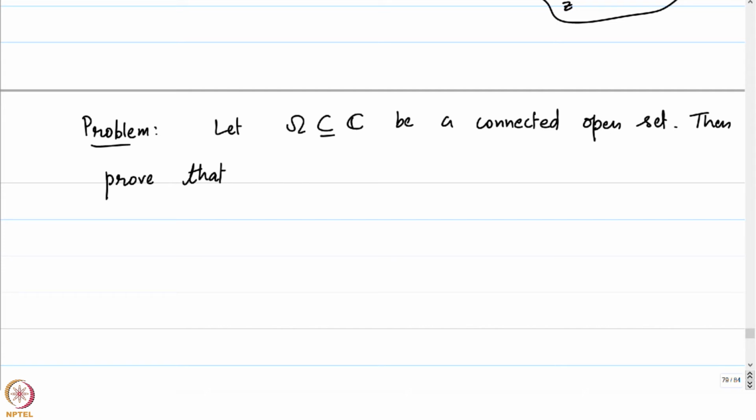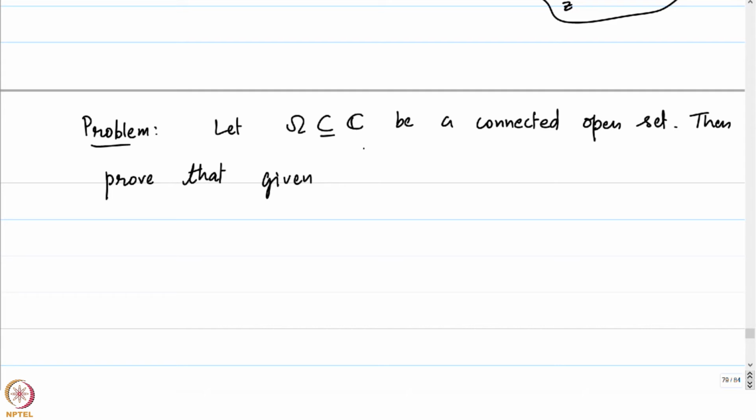as I was mentioning, connected open sets are special for our purposes. This is actually an if and only if statement, because the moment we have a polygonal path, any type of polygonal path, it's going to be a path, and we have shown that if the given domain satisfies the condition that any 2 points can be connected by a path, then it should be connected. But the forward direction is what needs some work.